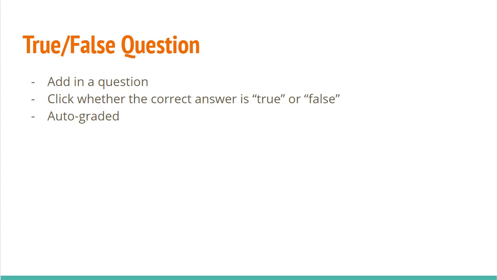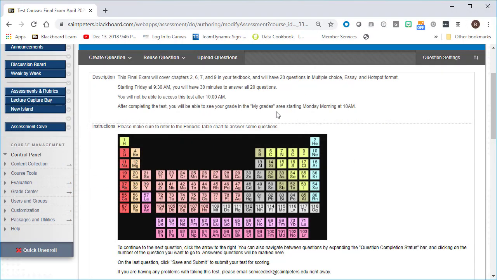Another type of question that you can add is a true-false question. True-false questions are extremely easy to set up. The only thing that you'll really need to do is add in the question and then click a button to determine whether the correct answer is true or false. Just like the multiple choice and multiple answer questions, this is auto-graded as well. Let's look at an example of a true-false question.